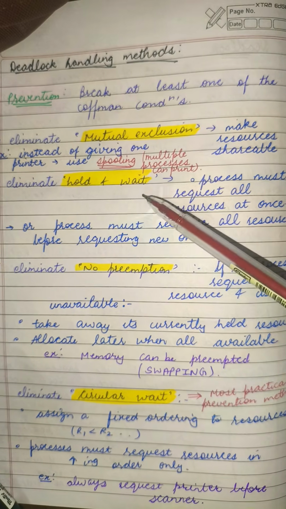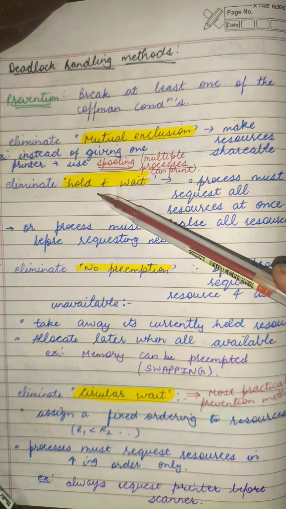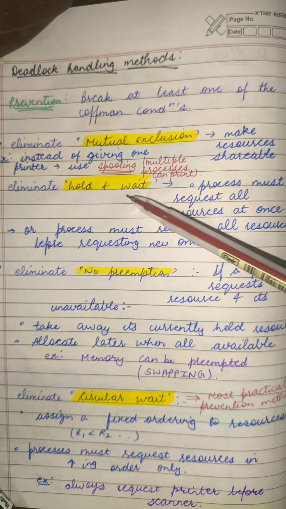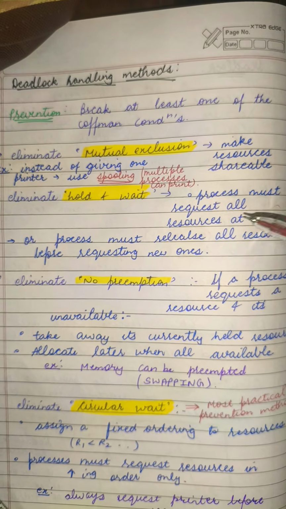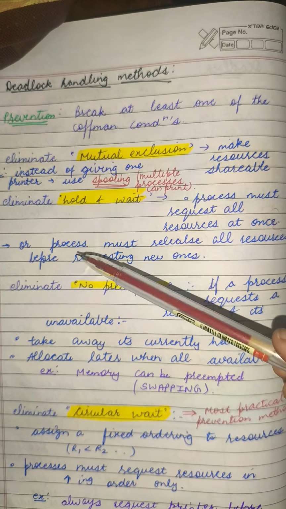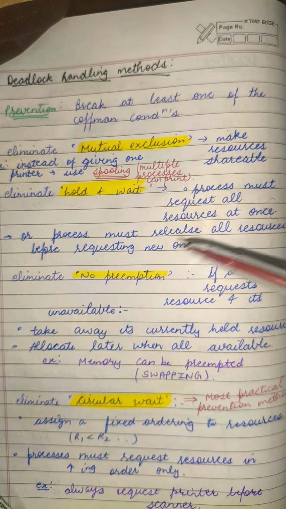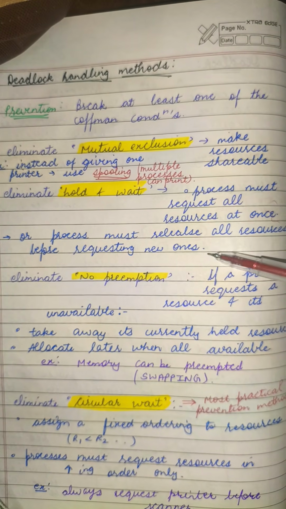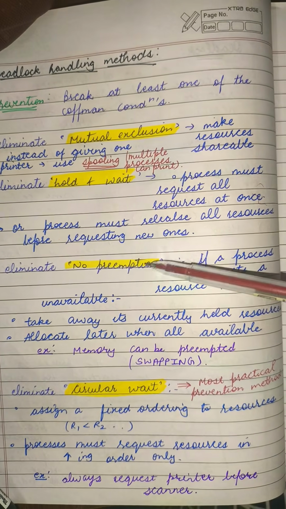Then next is eliminate hold and wait. Hold and wait means when one process is holding a resource and at the same time it is waiting for another resource. So to eliminate this, what we can do is the process must request all resources at once. Either this, or we have another method, that is the process must release all resources before requesting new ones. For example, if P1 is holding R1 and it is requesting R2, it must release R1 before requesting R2.